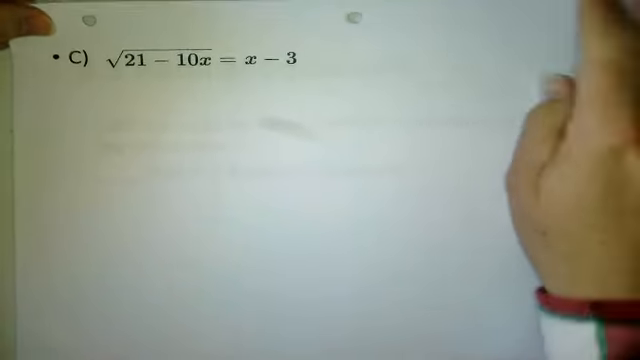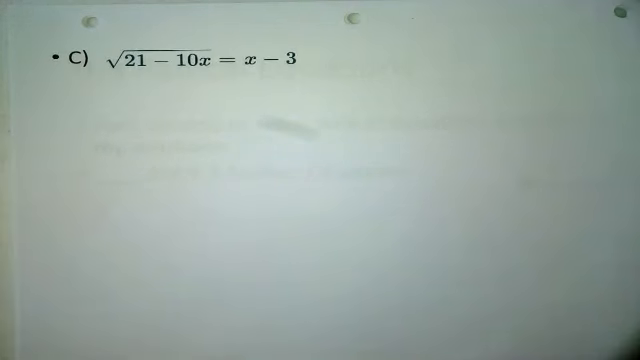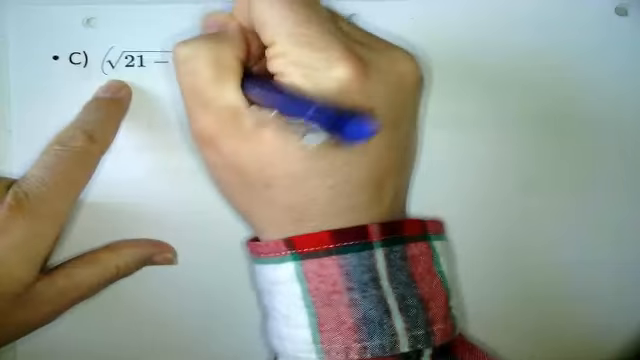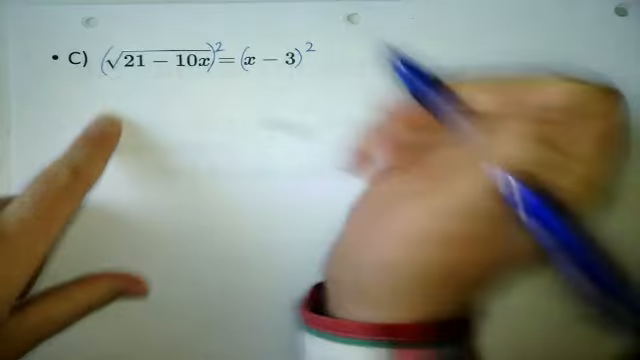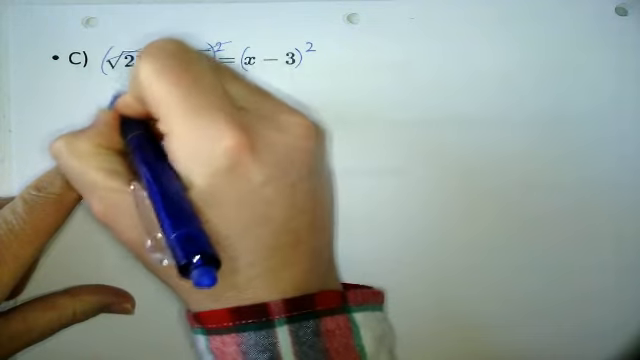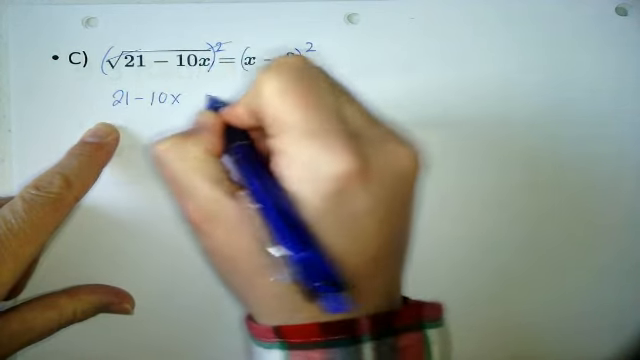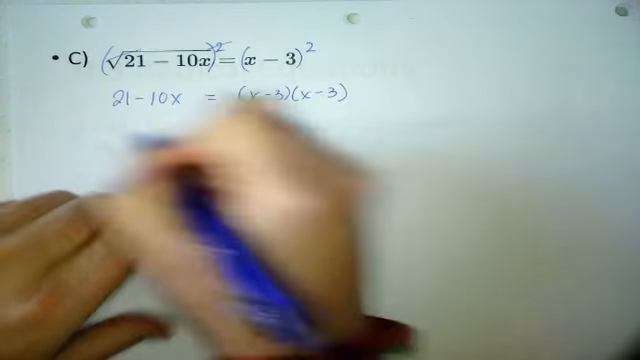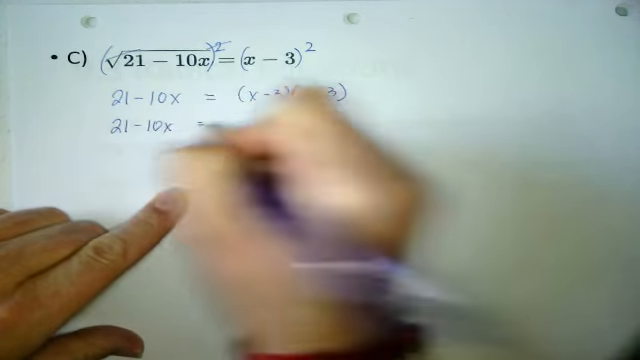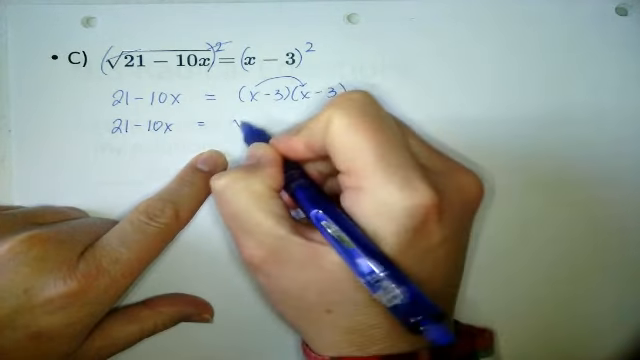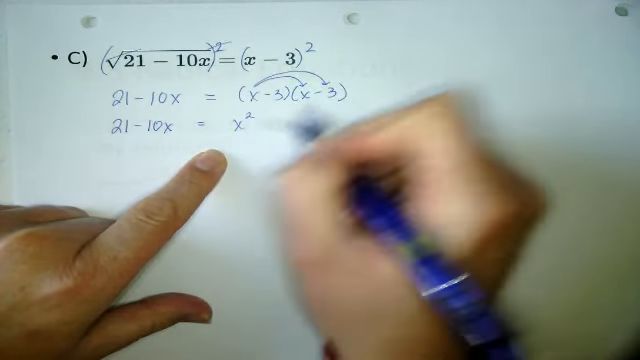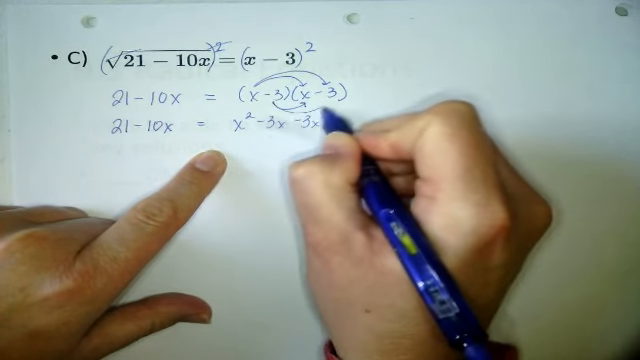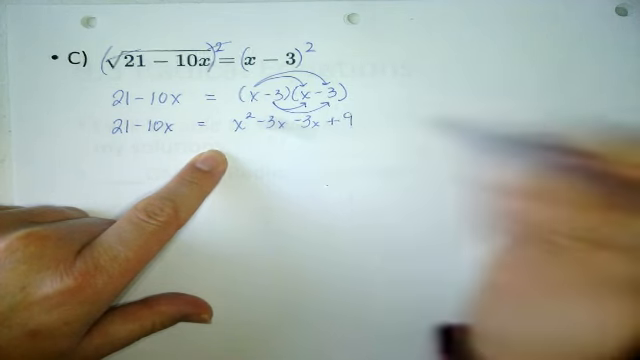The radical is isolated, so we're going to go ahead and square both sides. The square and the square root cancel out, leaving 21 minus 10x. And here we have x minus 3 times itself, which means I need to FOIL. First times first is x squared. The outside is negative 3x. The inside is negative 3x. And the last times last is positive 9.